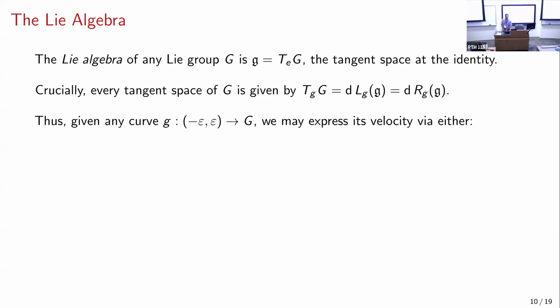One more time. So LG itself acts on group elements, but the differential, I would write D open parentheses LG close parentheses. So we're taking the differential of this map LG. I probably should have walked through that more bit by bit. So thanks for asking that.